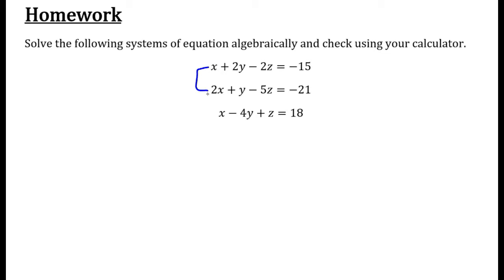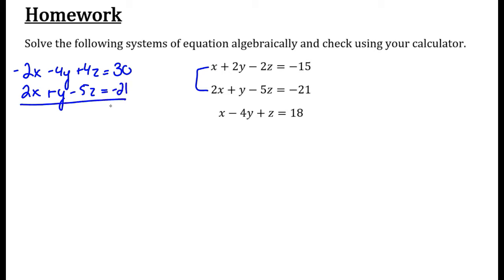So I'm going to do 1 and 2 first. But I've got a 2x here, so I'm going to make this top equation a negative 2x by scaling everything up by negative 2. I'm going to take each term in this equation and multiply it by negative 2. So I have negative 2x minus 4y plus 4z equals positive 30 because I multiplied each term by negative 2. And I'm just going to rewrite the second equation because I don't need to scale that up by anything. And when I add those together, my x's add to 0, they eliminate, and I'm left with negative 3y minus z equals 9.